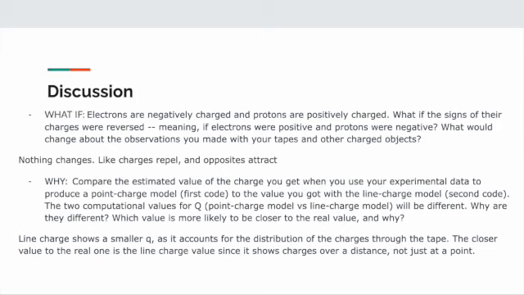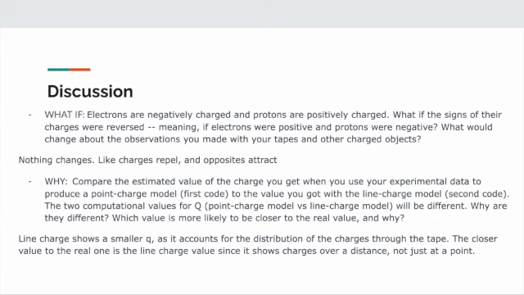As you can see, the magnitude of the electric force is different for the line of point charges here. The line charges show a smaller Q as it accounts for the distribution of charges throughout the tape. The closer value to the real value would be the line charges, because these points are distributed over a distance in real life and it's not just a singular point.